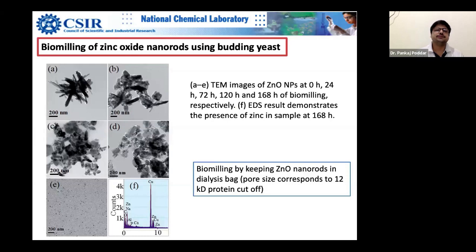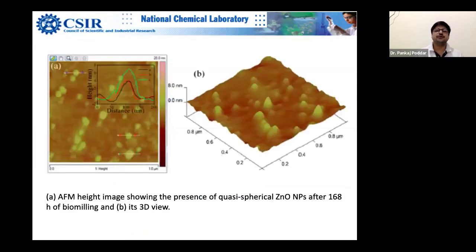So with this method, you can see these are as-synthesized zinc oxide nanorods, and you can see that after 24 hours and 72 hours and 120 hours and 168 hours, finally these particles are getting reduced from nanorods to quasi-spherical particles here. Again, we got the same results, that particles were finally very, very small actually.